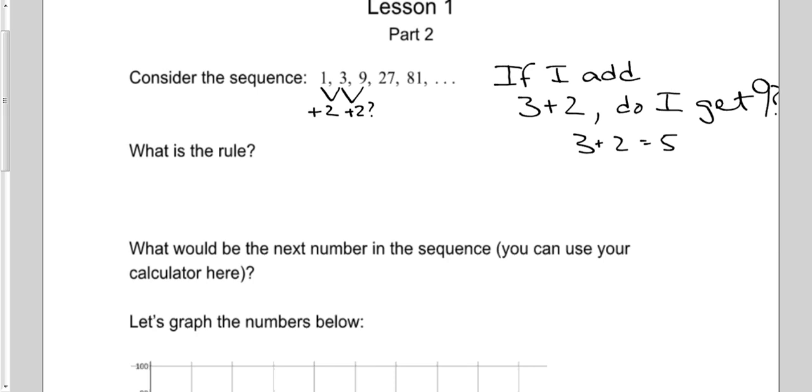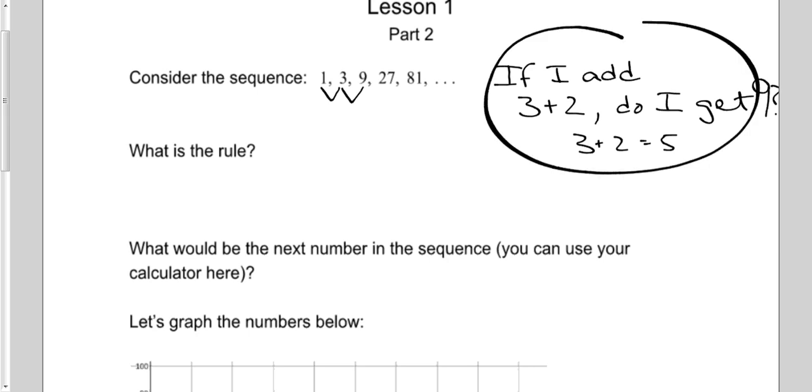So let me erase. I'll give you a second to erase on your sheets as well. But how do you get from 1 to 3? If I said you could not add 2 to 1 in order to get 3, how else could you make 3 out of 1? Pause the video, take a moment, and see if you can think of another way to turn 1 into 3.